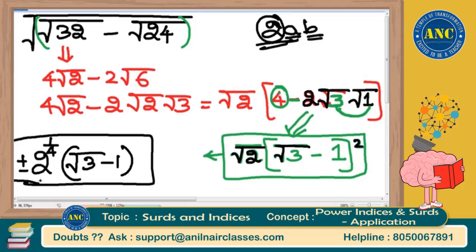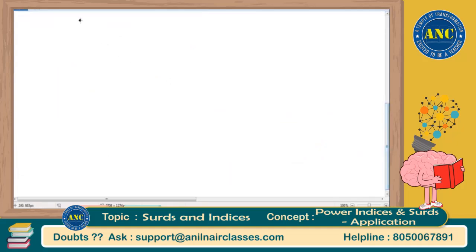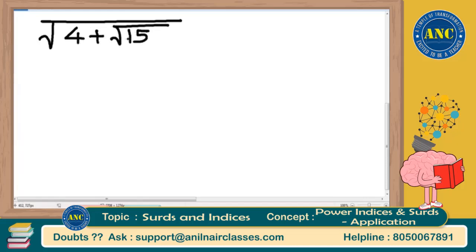Next, what is the second question which I gave you? The second question which I gave you is, simplify the square root of 4 plus root 15, right? Square root of 4 plus root 15. Now the same logic I will implement once again.